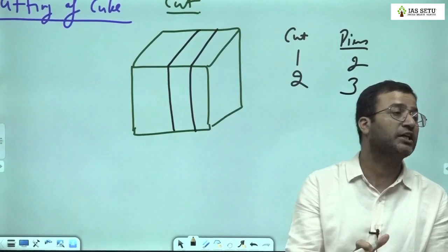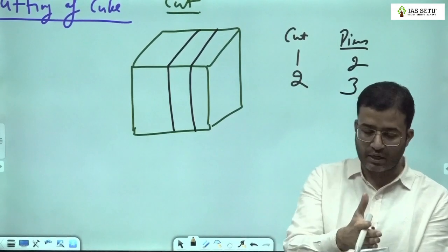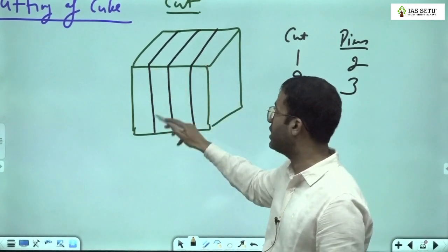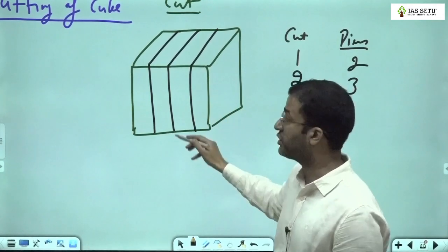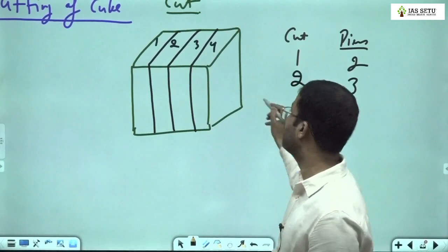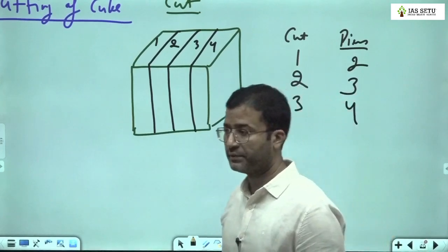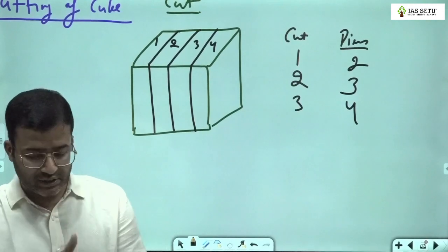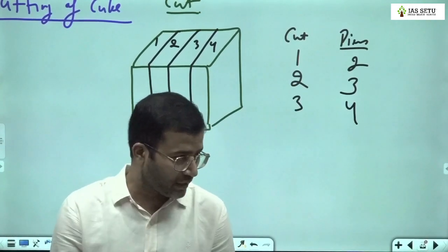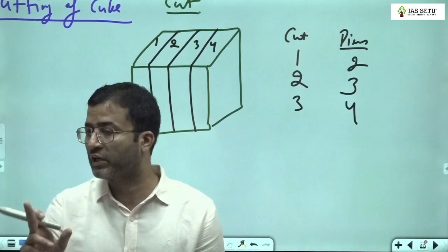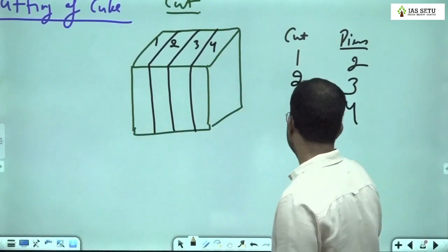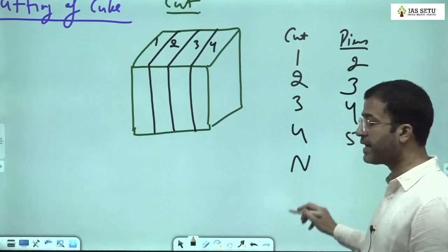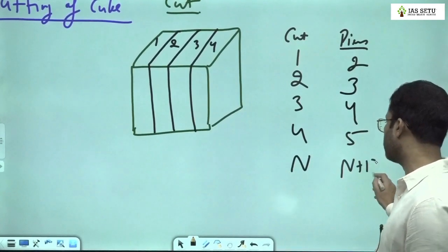Similarly, if I make 3 cuts, how many pieces do we get on the same axis? Cut number 1, cut number 2, cut number 3. You can check, there will be 4 pieces. 3 cuts give you 4 pieces. So on one axis, 1 cut gives 2 pieces, 2 cuts give you 3 pieces, 3 cuts give you 4 pieces. If you make 4 cuts on one axis, you will get 5 pieces. So our pattern is, on one axis, if we make n cuts, we get n plus 1 pieces.